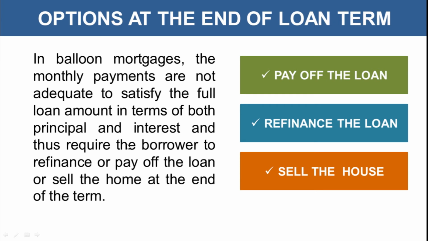So the borrower will be required to refinance or pay off the loan or sell the home at the end of the term. So as a borrower, you will have 3 options available with you, which you can consider at your last payment, at your balloon payment. So first is paying off the loan. Now you may decide to pay off the loan, which is all your initial monthly payments and your last balloon payment.